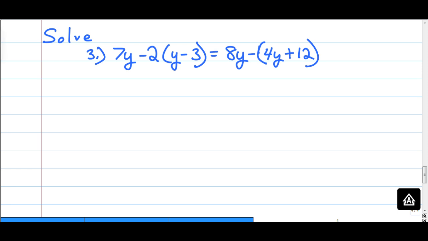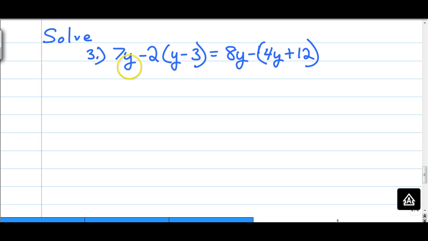In question number 3, we have a little bit more going on. This time we're going to simplify before isolating the variable. We see here that we have parentheses present. We will clear the parentheses first to simplify. Second, we will combine like terms to simplify.